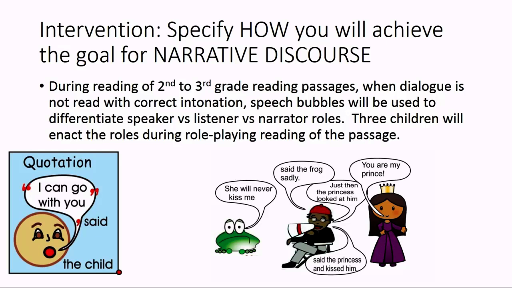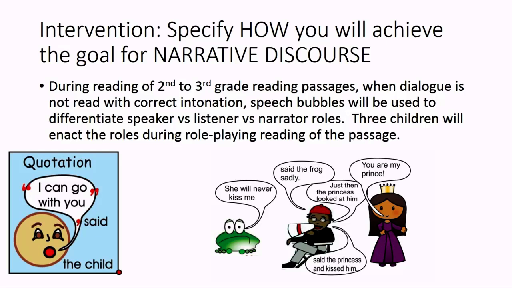The thing about the narrator is that's not part of oral language. "She will never kiss me," said the frog. Well, I don't sit here as a speaker going, "She will never kiss me," said Jan Norris, looking sad. Those things you get from the expression of my face, where I'm standing, who I'm talking to, those are all things in a visual conversation or a face-to-face conversation. Those are things that you get from the visual context.